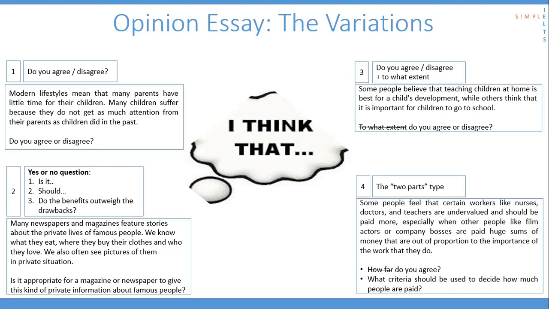So in this example, of course, the first paragraph is the introduction. In the second paragraph, you can explain whether you agree or disagree. In the third paragraph, you can explain the criteria that should be used to decide how much people are paid. And in the fourth paragraph, you explain the conclusion. Okay? So that's the opinion essay.